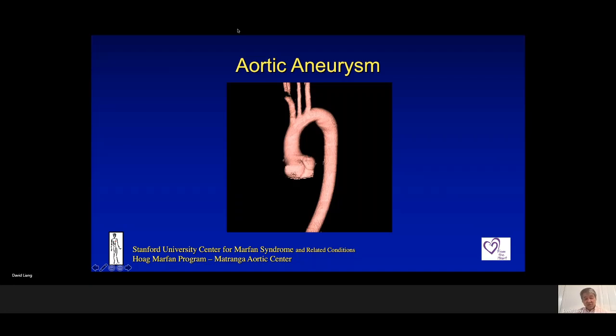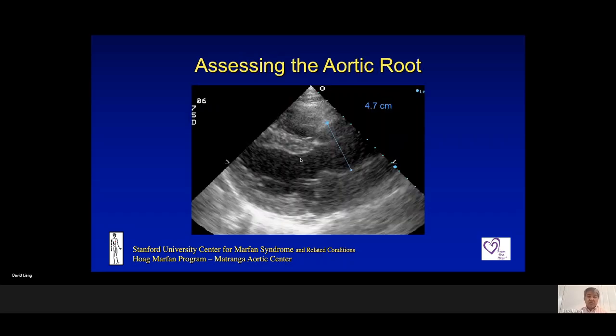This is a 3D reconstruction from a CT scan of an aneurysmal aortic root. You can see enlargement here. It looks like a bulb at the bottom, like an onion bulb. This is obviously what we have to see carefully and measure appropriately, because that tells us when a patient needs to be treated. For most of you, though, the initial assessment will be by echocardiogram. This is a still frame of an echocardiogram, and this blue line is across the aortic root.